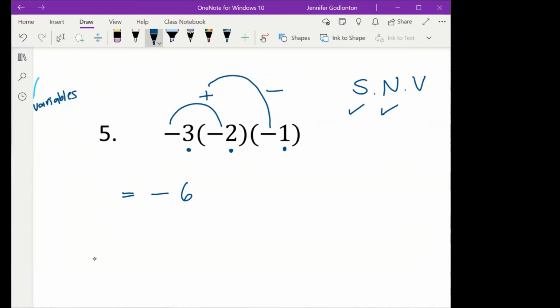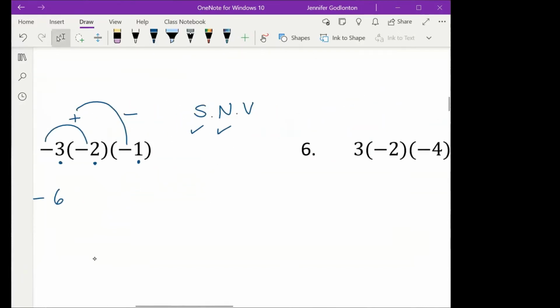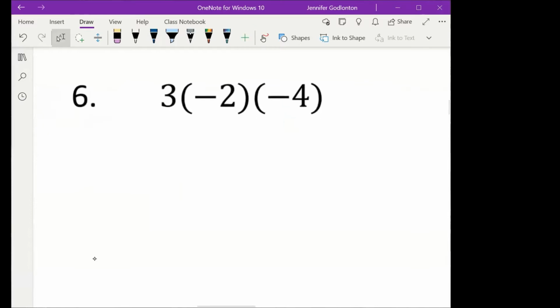Good. Okay. And remember, we've got our calculators, but the problem is that when we have algebra involved, we have to use our brains a bit more. Okay. Give this one a try. Remember your signs and then numbers. Variables, we're not at variables just yet. Give this one a try and give me your answer in the chat.